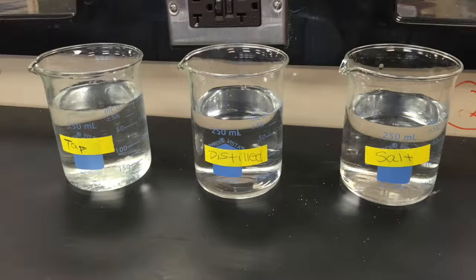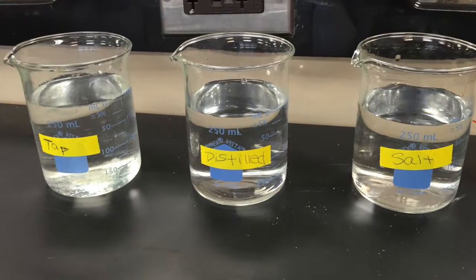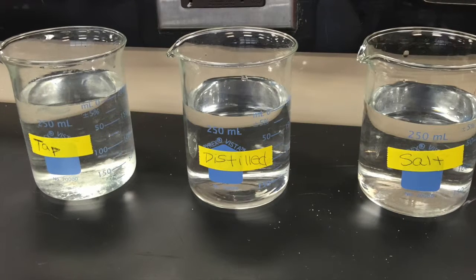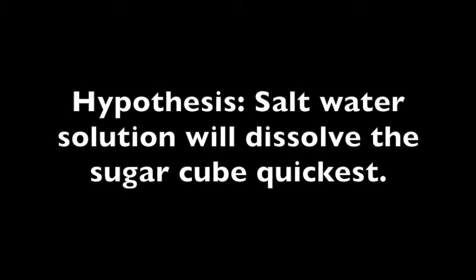In this experiment, we will be testing the solubility of water in 3 different levels of purity: saltwater, tap water, and distilled water. Our hypothesis is that the saltwater solution will dissolve the sugar cube the quickest.